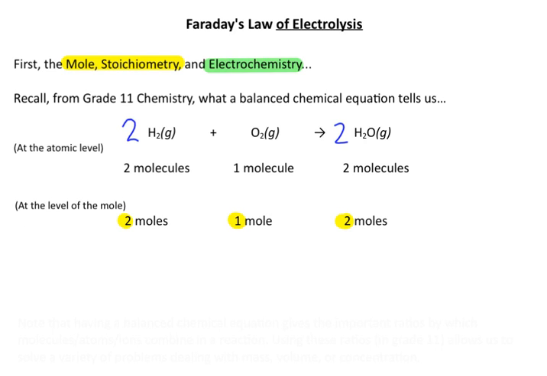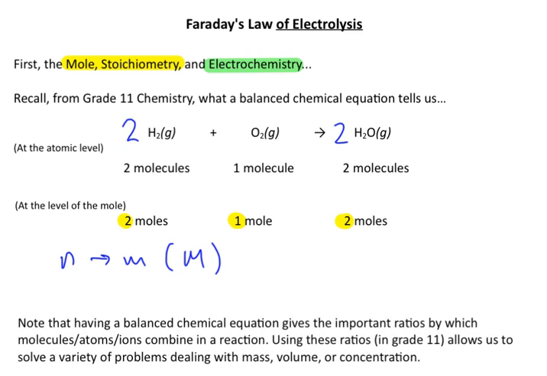And so it's that molar level, and so what we now have is n, which can be converted to a mass using the molar mass. Those ratios are really a link between an amount in moles and a mass in grams, which is what we really need to look at. So the balanced chemical equation is important because it gives us those ratios. Those ratios could be between molecules, atoms, ions, anything, subatomic particles. And using these ratios, we can solve a variety of problems dealing with mass, volume, and concentration. I just wanted to quickly remind you of that.